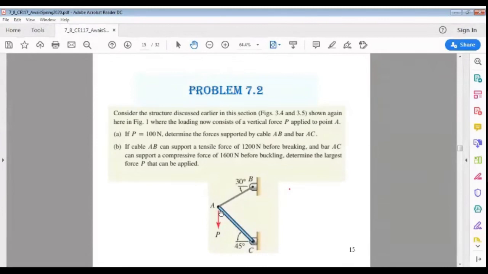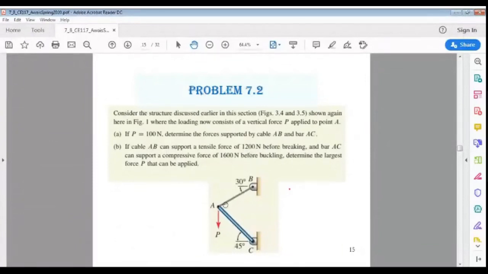Why is it not true? Because the forces in these two members are different. For example, let's say the force in this member comes out to be 2 kilonewton and in this member is 4 kilonewton. It means that this member is taking more load, so it will reach its failure point earlier than member AC. So the failure in the two members does not take place at the same time. It depends upon the forces in each member and also the strength of each member.